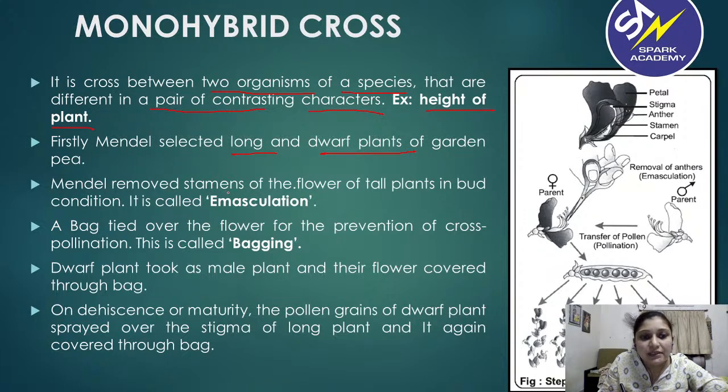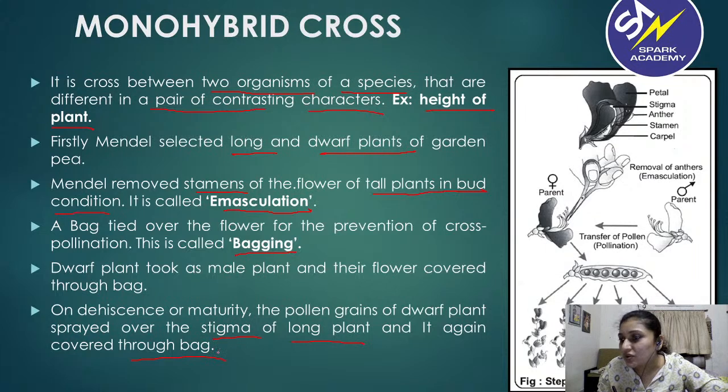Mendel removed the stamens of the flower of the tall plant in the bud condition. This is called emasculation. A bag was tied over the flower to prevent cross-pollination. This is called bagging. The dwarf plant was taken as the male plant. After maturity, pollen grains of the dwarf plant were sprayed over the stigma of the tall plant, and it was again covered with a bag. This is how he performed his experiment. These are the steps of a normal crossing or hybridization experiment.